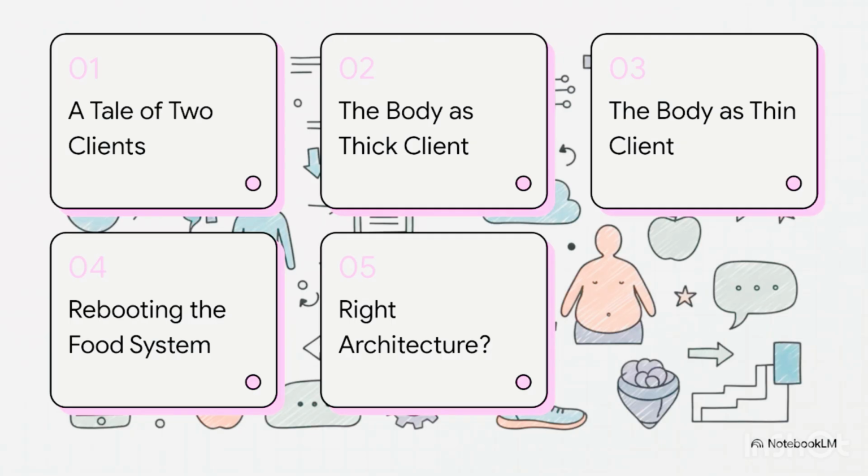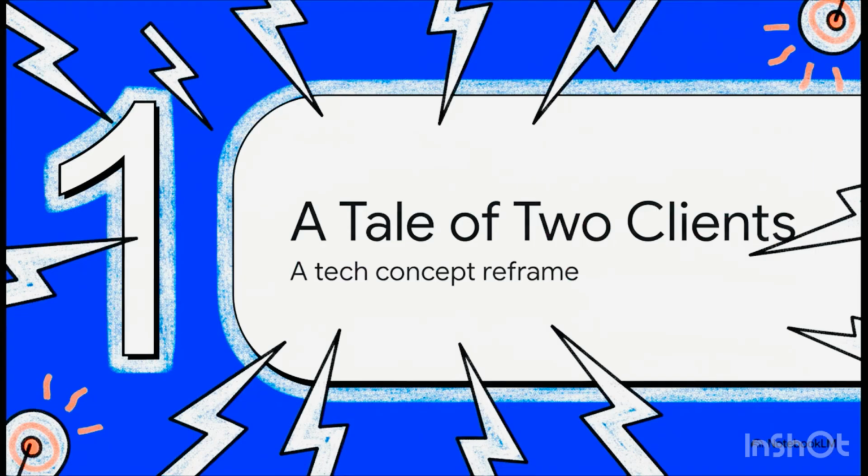All right, so here's the game plan. We're going to kick things off with this kind of wild tech metaphor. Then we'll see how it applies to two totally different views of the human body. After that, we'll check out a proposed system reboot for our food environment. And we'll wrap up by asking the big question: which approach, which architecture actually makes the most sense? Let's dive in. So, where does the conversation about obesity usually begin?